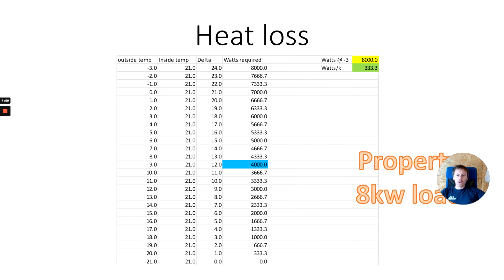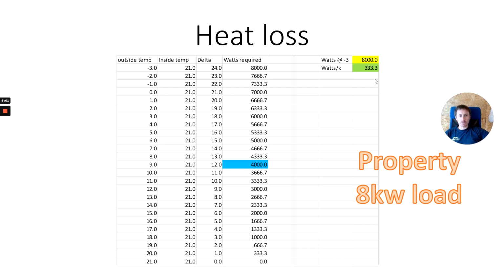And it's the same for the whole property heat loss. So we've got an 8 kilowatt load here. Okay, so it means per degree change outside we need 333.3 watts. So you can see at 9 degrees outside our heat loss is actually halved. We only need 4 kilowatts now.